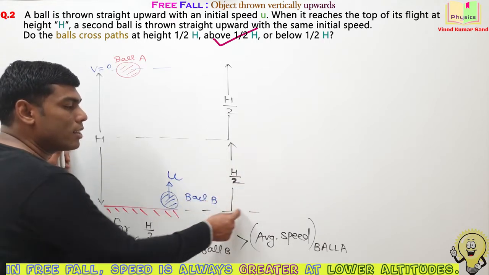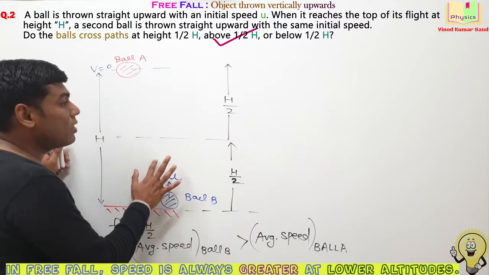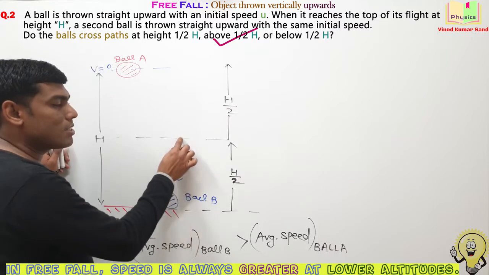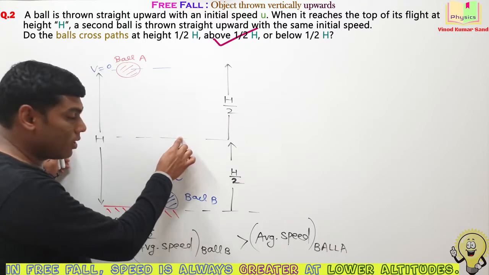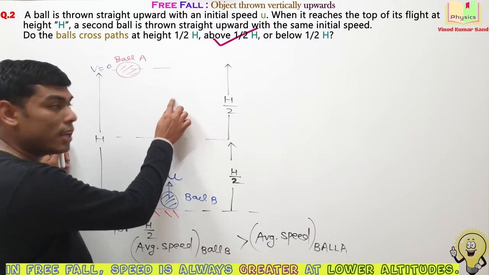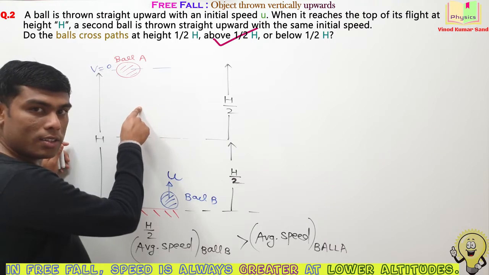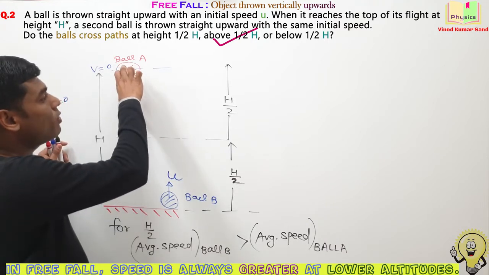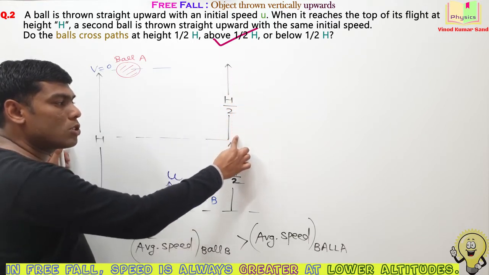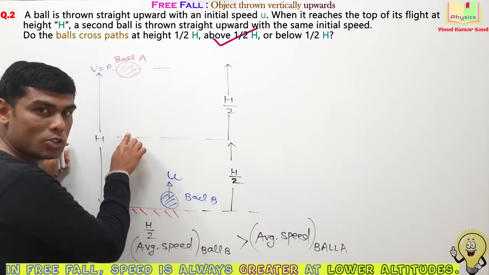Since for traveling this h by 2, it has greater average speed, it means compared to the ball A, it will cover up this distance in less amount of time. So the ball B will reach somewhere here, and ball A might reach somewhere here at the same level. Its average speed is less. So in order to cover up the h by 2 distance, it has to take up more time. It means it is moving slow.